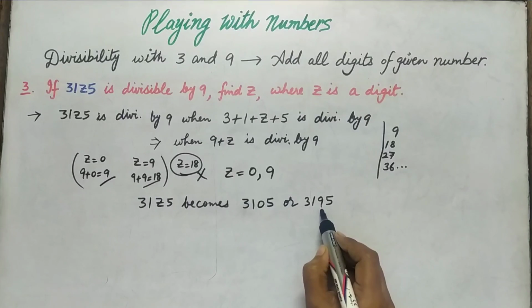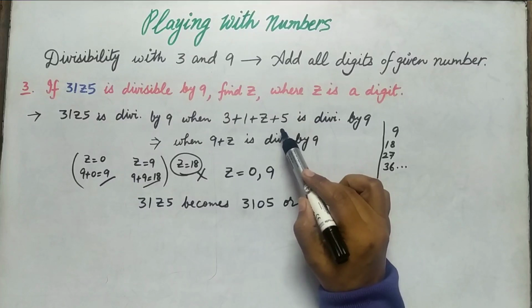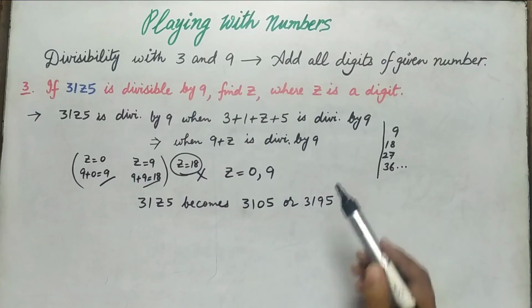And how do we find these numbers? By using the divisibility rule. The sum of digits is divisible by 9.